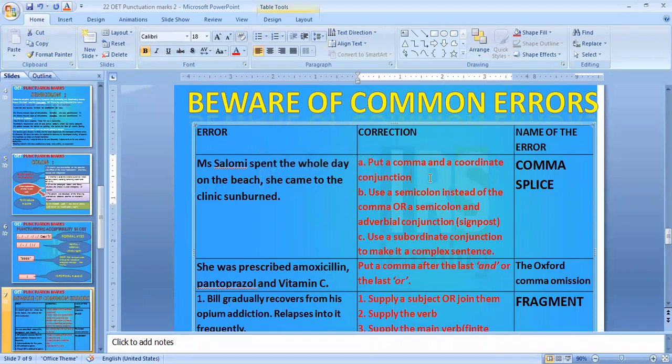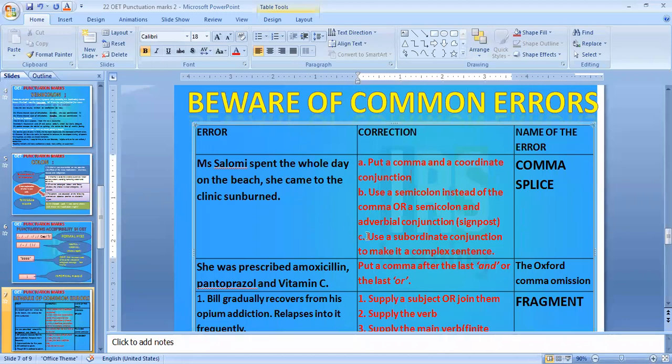So the correction is given here. Put a comma and a coordinating conjunction. You can use so, S-O, or use a semicolon instead of the comma. That's also okay. Put a semicolon, or a semicolon and a signpost. That is semicolon, therefore, comma. Salome spent the whole day on the beach; therefore, she came to the clinic sunburned.